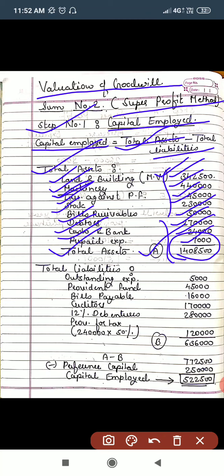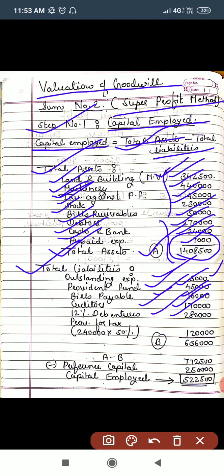Now let us start with the total liabilities. For this, we will take the liability side of our balance sheet, and we will start from the bottom. At the last we have the outstanding expenses of rupees 5,000. Provident fund, we have been provided with rupees 45,000, which is our liability. Bills payable rupees 16,000. Creditors are 1,70,000. 12% debentures at rupees 2,80,000.